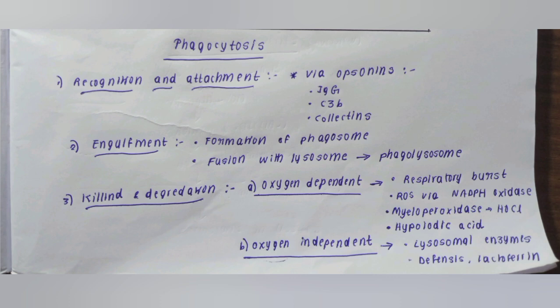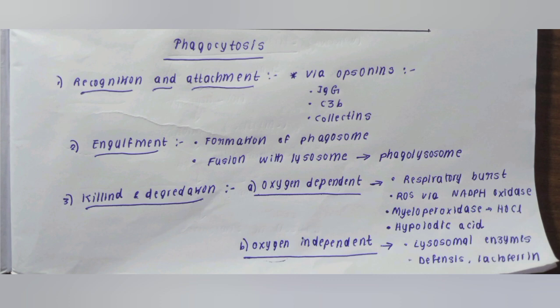Now again, phagocytosis is a complete 5-mark question. You can ask only phagocytosis. It's that long. But in the question of cellular events, you have to just mention phagocytosis here. Okay, so that's what we have done here. So first, what happens? Recognition and attachment. Now, this happens via opsonins.